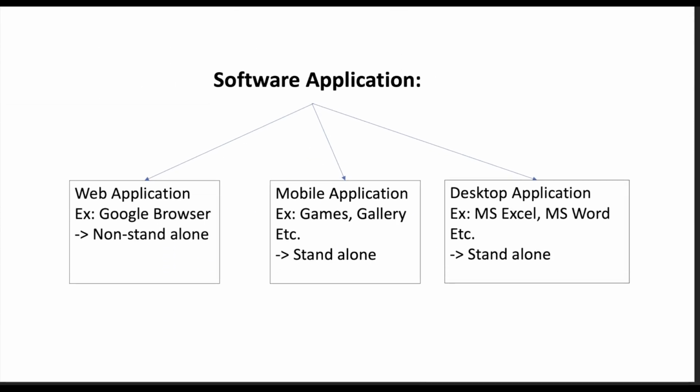Okay, let me explain the types of software applications. Software applications could be a web application, a mobile application, or a desktop application. If we talk about web applications, we have already used the Google browser and we know about it. This is an example of a web application, and this is a non-standalone application.